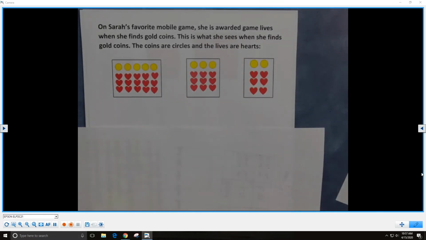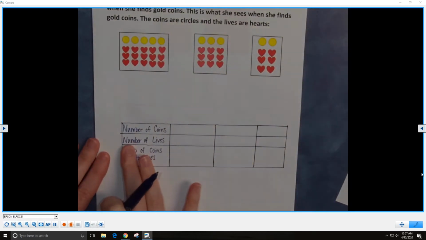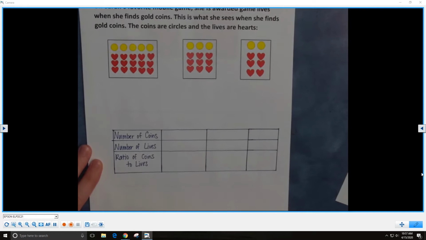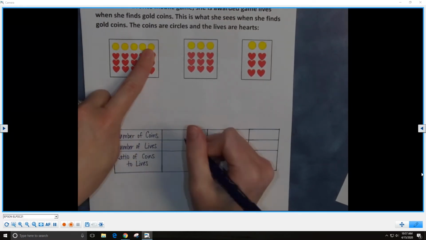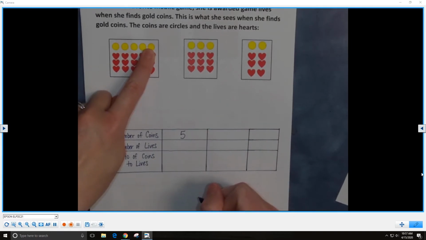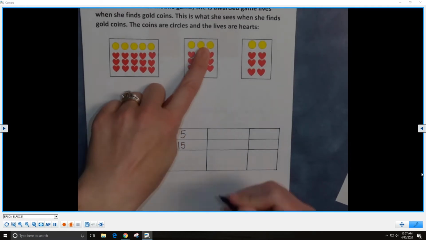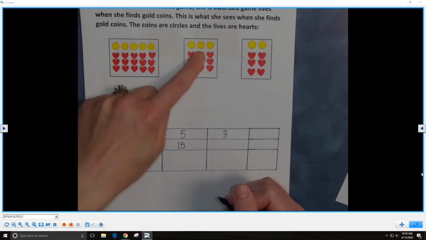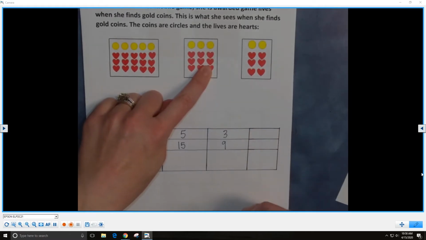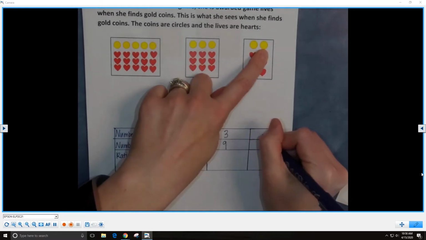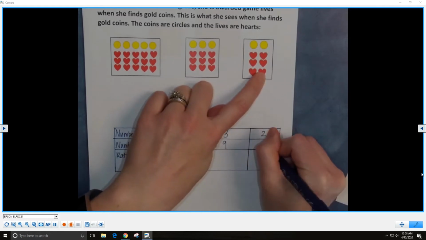How can we write these as ratios? Well, let's organize our information with a table. So here's my table. We have the number of coins, the number of lives, and then a ratio of coins to lives. So for 5 coins, she gets 15 lives. For 3 coins, she gets 9 lives. For 2 coins, she gets 6 lives.